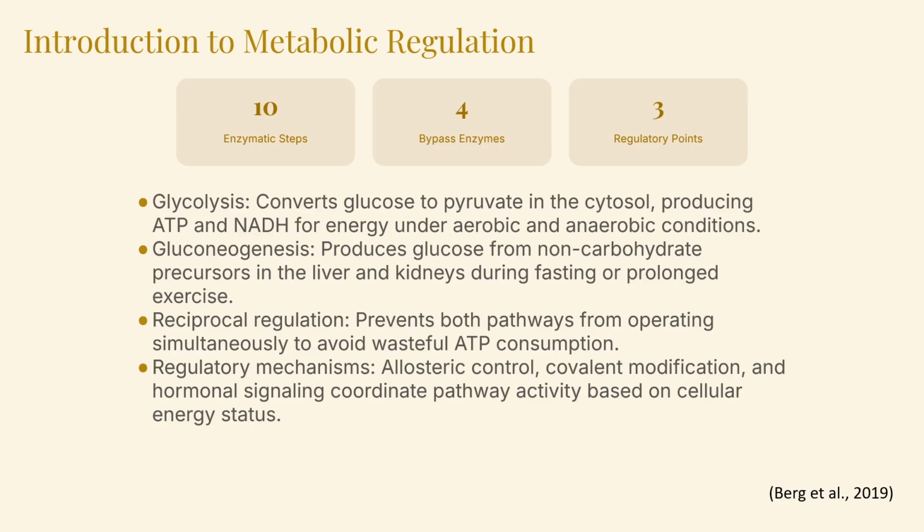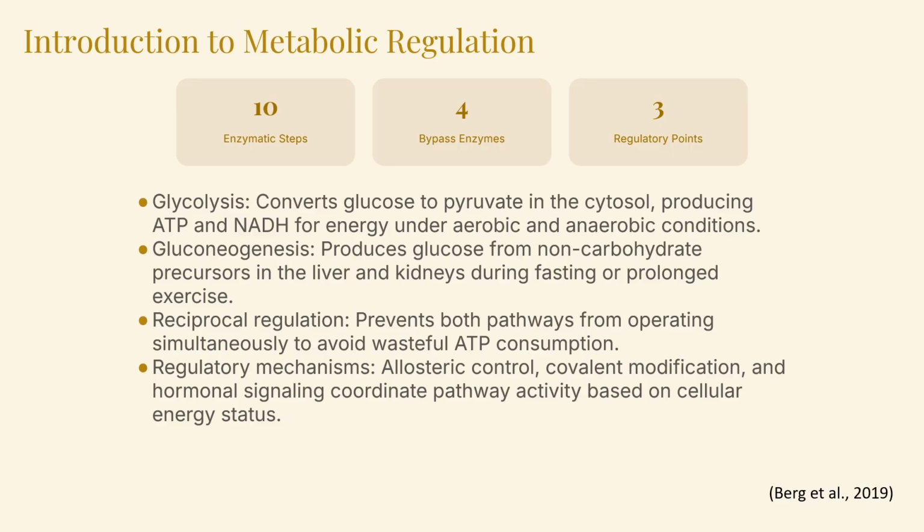In contrast, gluconeogenesis is essentially the process of synthesizing glucose rather than breaking it down. This pathway primarily occurs in the liver and, to a lesser extent, in the kidneys. Gluconeogenesis becomes especially important during fasting, starvation, or prolonged exercise, when blood glucose levels begin to drop.